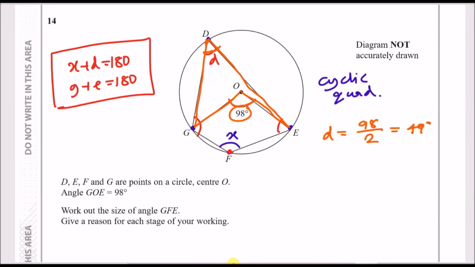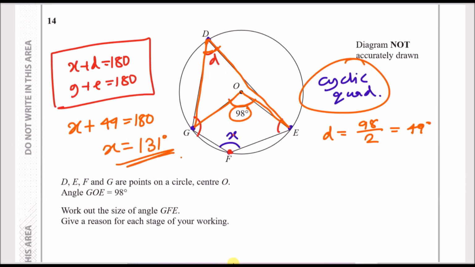And now we're done with that part, and again we look at the shape. Remember earlier we said we've got a cyclic quadrilateral. This means that X plus D must equal 180. We know D is 49. So now we've got X plus 49 equals 180. Just rearrange this, subtract 49, and X ends up being 131 degrees. And you're done. That's all you need to do.